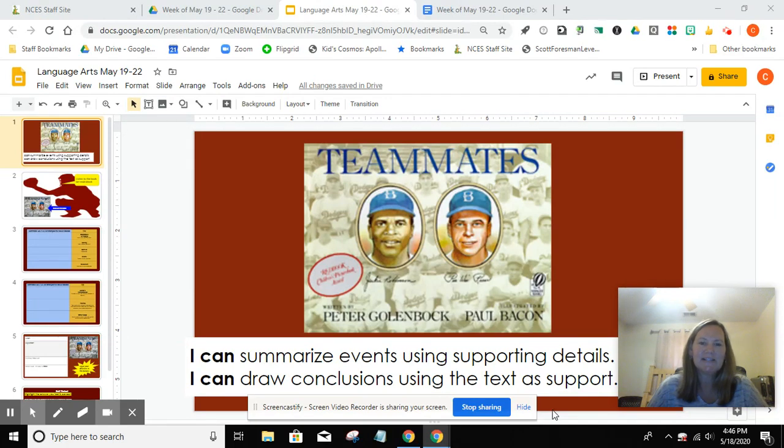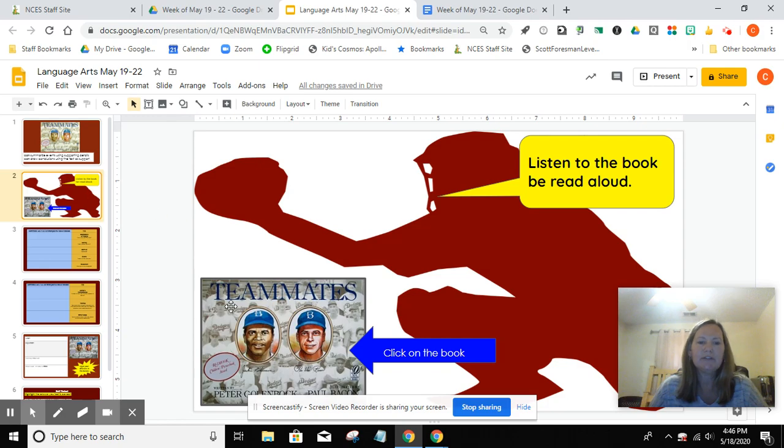This week's language arts lesson is going to be reading Teammates, and the I can statements are: I can summarize events using supporting details, and I can draw conclusions using the text as support. Remember, drawing conclusions is using your background knowledge and the information provided in the text and combining that to understand what the author is trying to tell you, especially about these two teammates that you're going to be learning about.